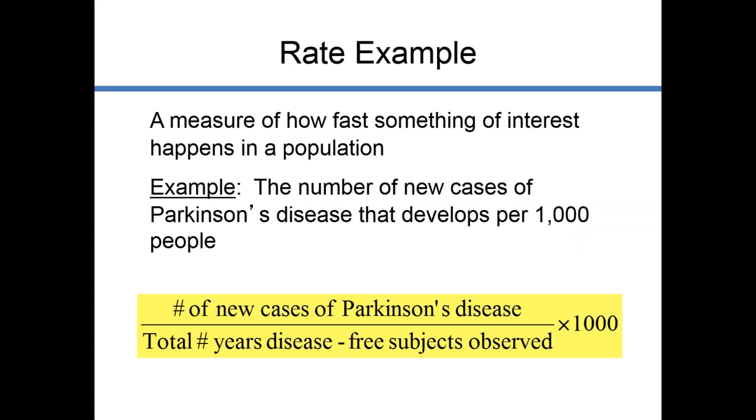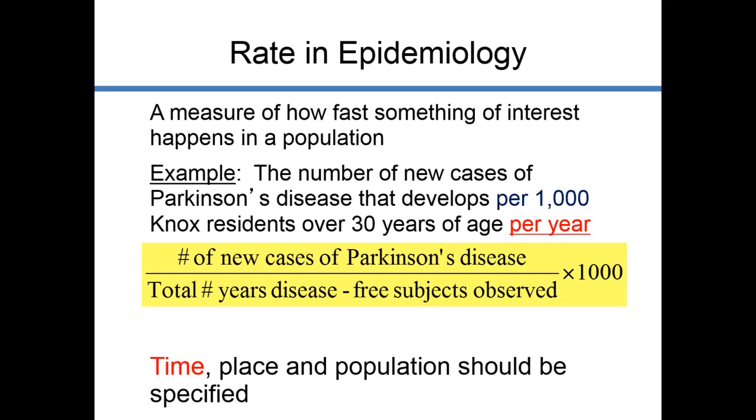And this is an example of Parkinson's disease. I don't know if we have the number example here, but it's the way you would look at new cases of Parkinson's disease divided by the total number of years people were disease-free under observation, at risk for that outcome.